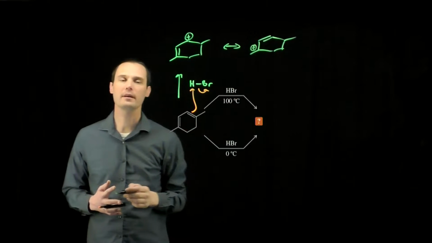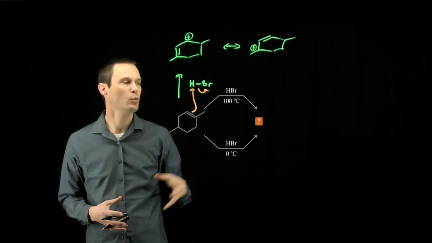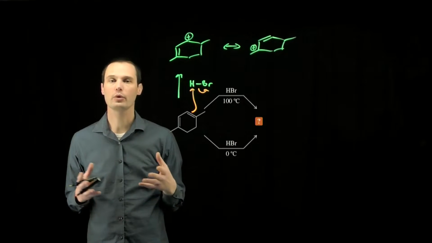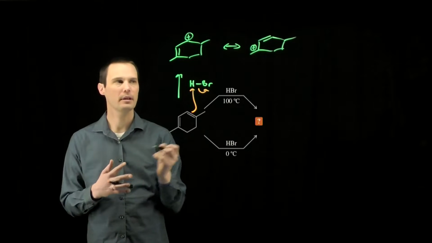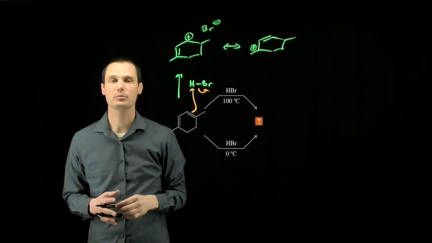And from here, we can think about what products we can form at cold temperatures and elevated temperatures, and which one is going to be our product for this reaction. At cold temperatures, we're under kinetic control, and so the product that will form is the fastest product that can form.